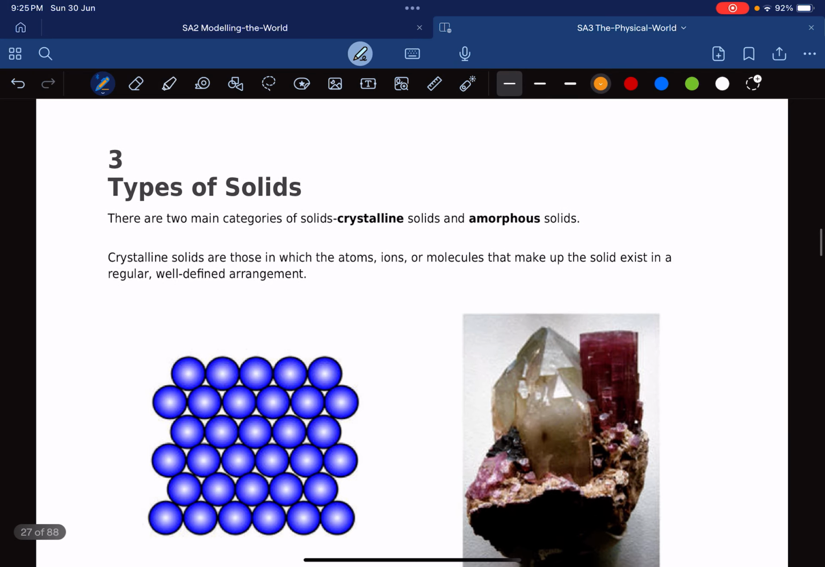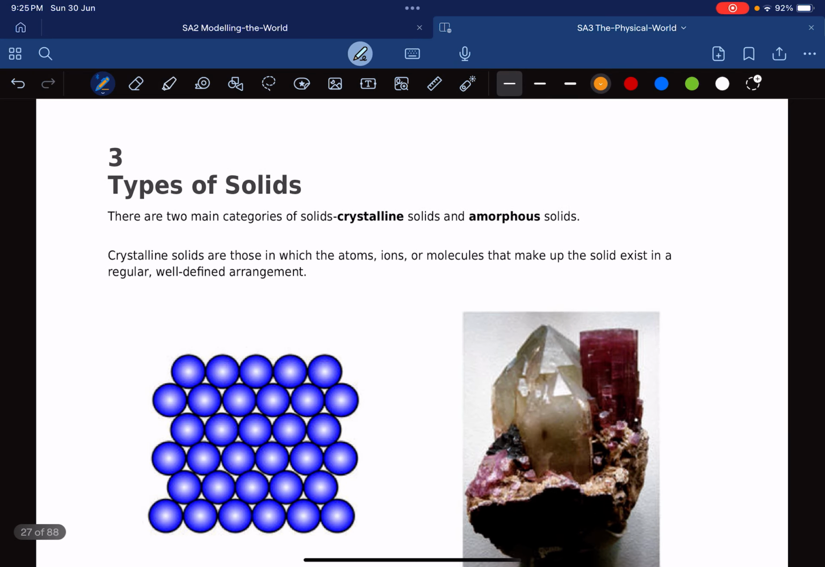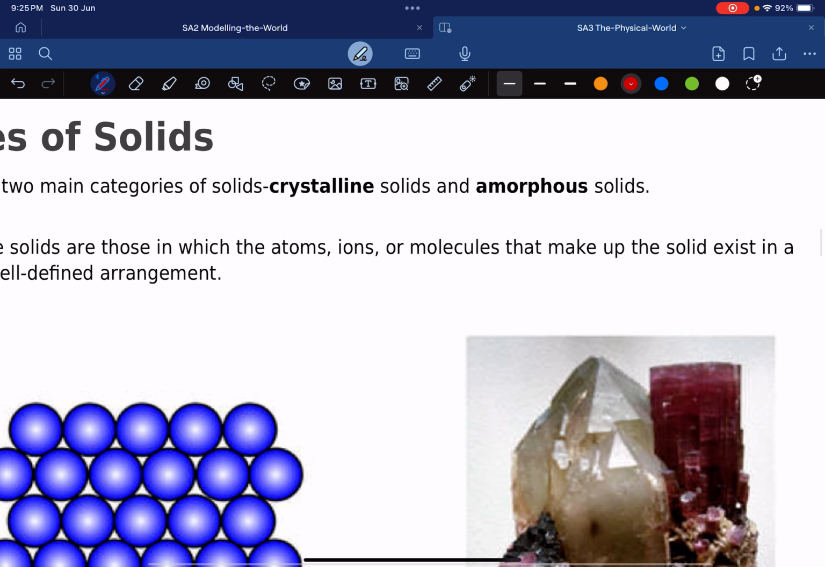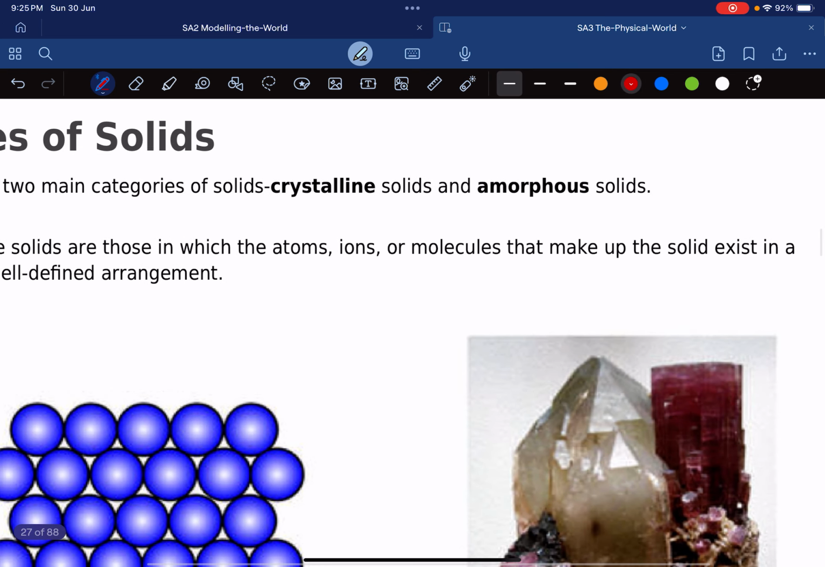Okay, so we're coming to this part that talks about types of solids. One important thing that you see here is there are two main categories of solids. One is called crystalline and another one is called amorphous. So what is the difference?